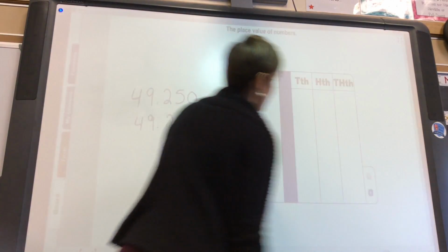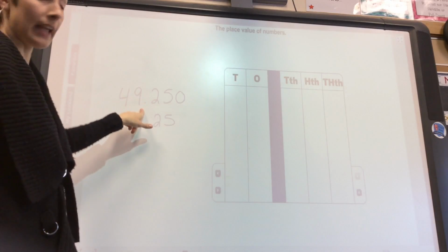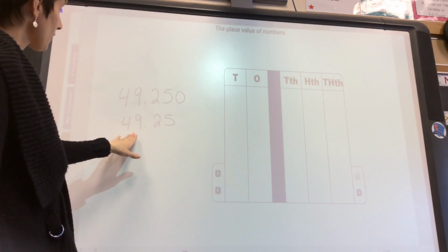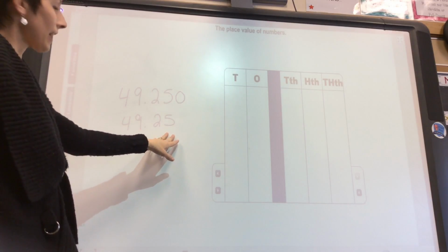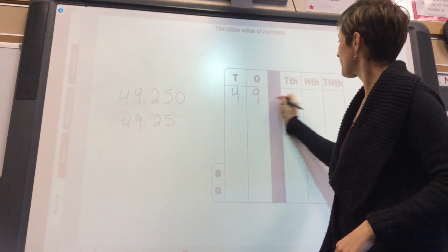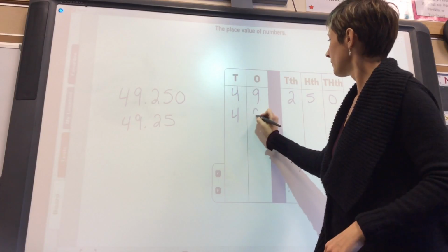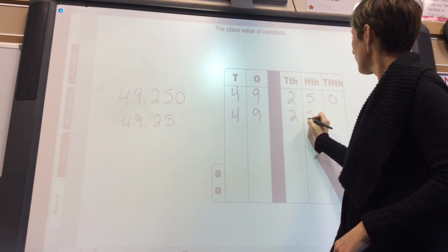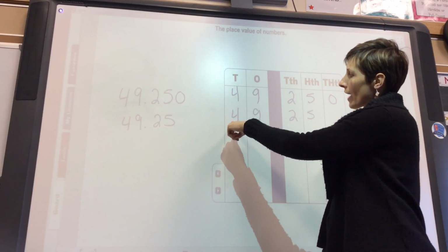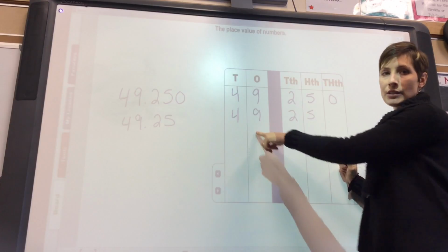Let's look at one more example. We can take the numbers 49 and 250 thousandths, compare it to 49 and 25 tenths. Now let's put those in our place value chart. So remember, we always start comparing with the greatest place value. They both have a value of 4 for the tens place. Both have a value of 9 for the ones place.